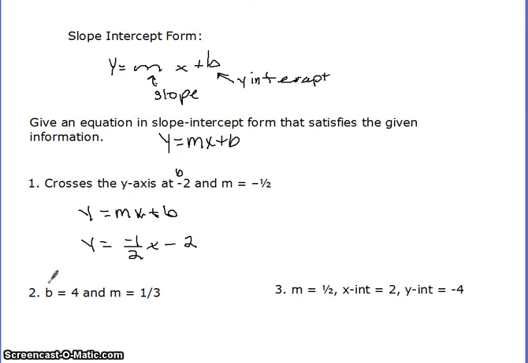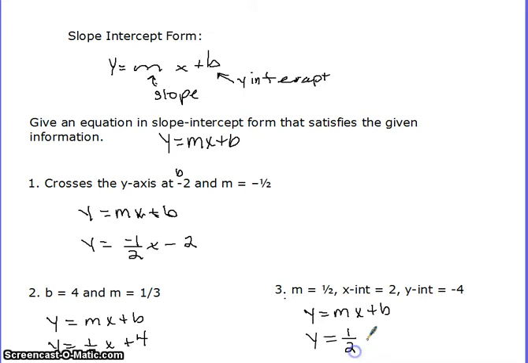Number 2 says b equals 4 and m equals 1/3. So whenever I do that, I get y equals mx plus b, because that's slope-intercept form. My slope is 1/3, so y equals 1/3 x plus 4. Okay, number 3 says m equals 1/2, that's my slope, x-intercept equals 2, y-intercept equals negative 4. If I'm writing it in slope-intercept form, the only parts that I need are the slope and the y-intercept. So y equals, my slope is 1/2 times x minus 4.